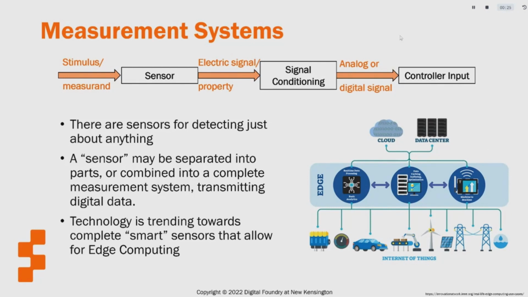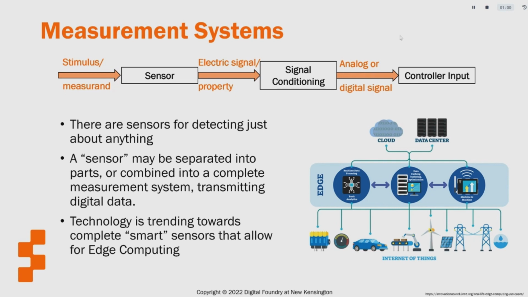There are sensors for detecting just about anything, such as the through beam on your garage door or the fingerprint reader on your smartphone. A sensor can be separate parts or combined into a measurement system that doesn't need an external conditioning module for the data produced. Note the flowchart on top representing a measurement system. Say we have a sensor to measure the flow rate of apple cider on a bottling line. The measurand is the flow rate that the sensor turns into an electrical signal, then must perform signal conditioning to present the signal to the external controller in a way that it can interpret.